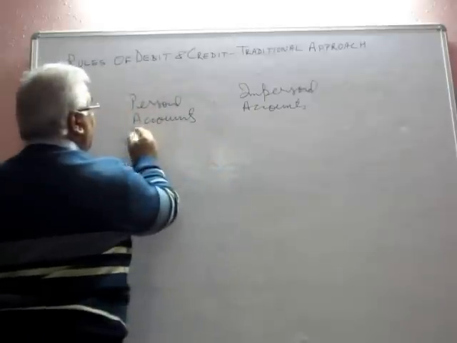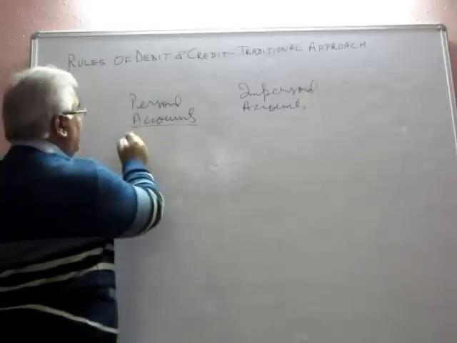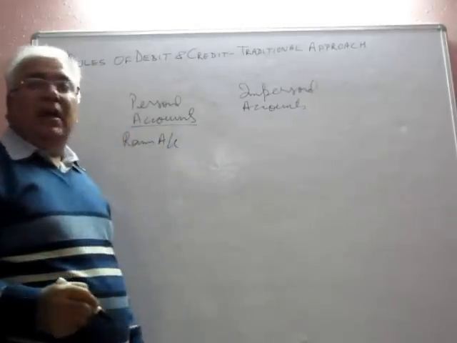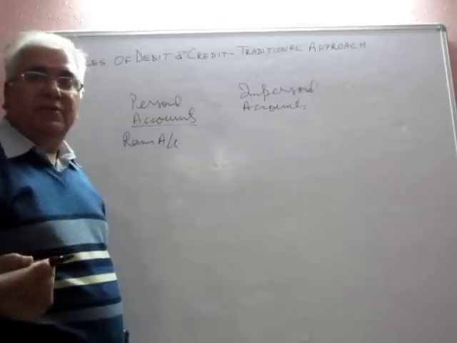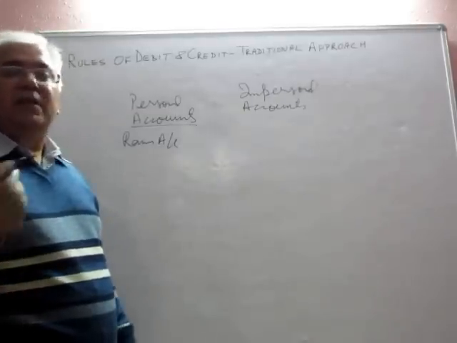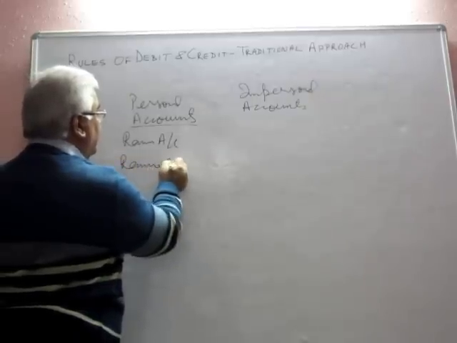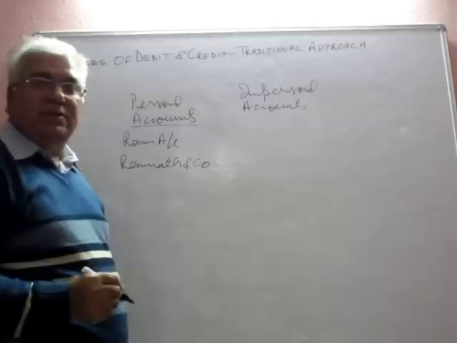Now, what are personal accounts? Personal accounts could be for real persons, for example, Ram account, and for artificial persons, for example, in the names of firms, such as Ramnath and Company account. So it is which account? It is an artificial person's account.